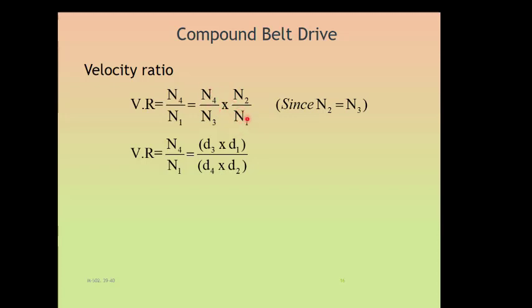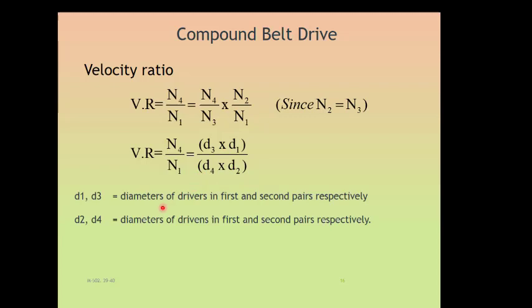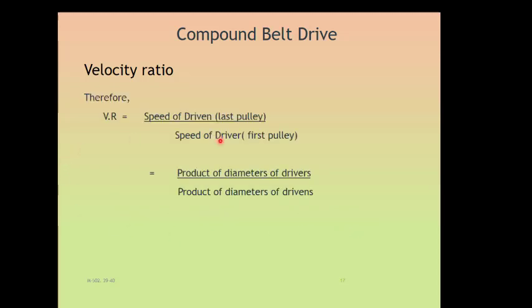Final output by input, along with the diameters of the driven shafts and the driver shafts. D1 and D3 are the diameters of the drivers of the first and second pair respectively, and D2 and D4 are the diameters of the driven of the first and second pair respectively. Simply, the velocity ratio, the speed of the driven shaft over the speed of the driver shaft, is equal to the product of the diameters of the driven shafts over the product of the diameters of the driver shafts.